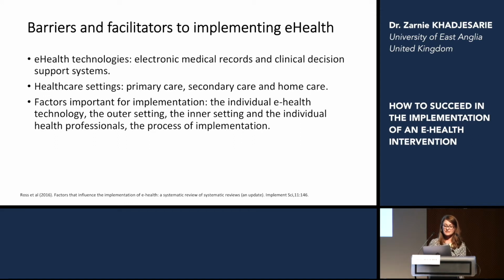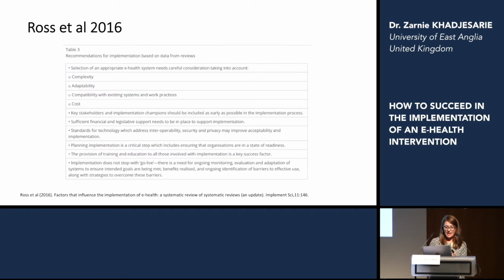So they found studies that looked at electronic medical records and clinical decision support systems. These studies had focused on primary care, secondary care, and home care. And they found that there were important factors, as you might imagine, at all levels, from outer setting all the way through to individual and intervention setting. And then this is just a snapshot from their paper.